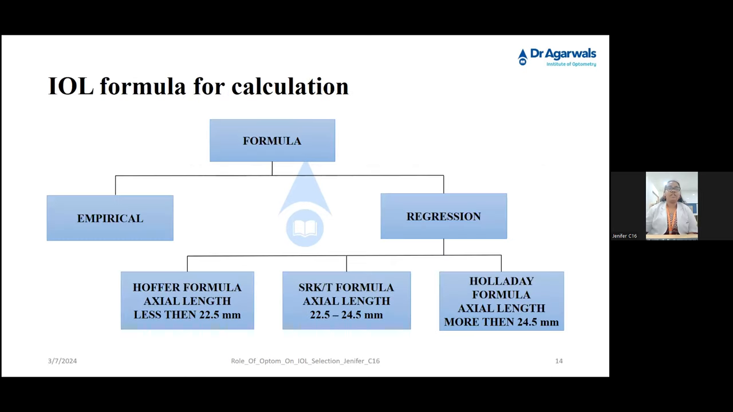IOL formulas for calculation: there are two types, empirical and regression. In regression, there are three types based on the axial length of the person's eye. Hoffer formula for axial length less than 22.5 mm. So when the axial length of the eyeball is less than 22.5 mm, we can use the Hoffer formula. For 22.5 mm to 24.5 mm, we can use the SRK/T formula. For more than 24.5 mm, we can use the Holladay formula.